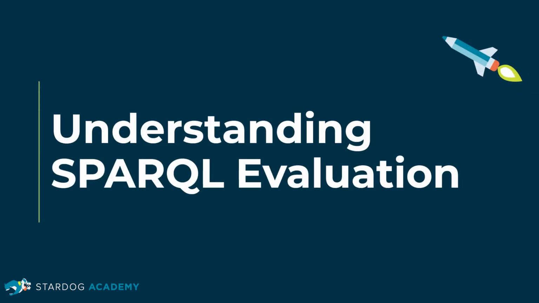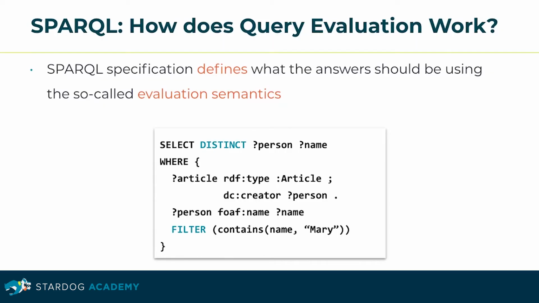This section is about understanding SPARQL evaluation. Now let's begin with asking the question, how does SPARQL evaluation work? Well, the SPARQL specification defines what answers should be using the so-called evaluation semantics. This includes both the syntax as well as the meaning of processing the expressions within the query. This ensures that a SPARQL implementer will answer the same query with the same answer, regardless of implementation.